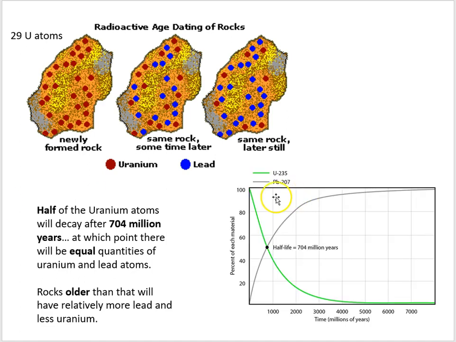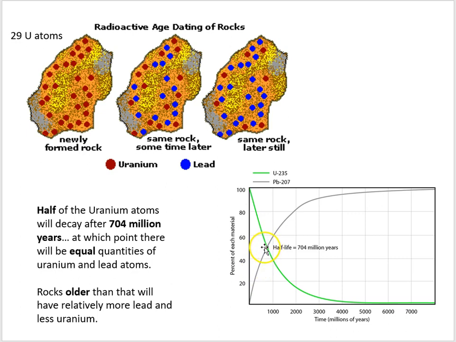We can see this relationship on a graph like this. So the y-axis is the percent of each material, and the x-axis is time in millions of years. So 1,000 million would be 1 billion years. You'll notice uranium is in green and lead is in gray. If we start with a lump of pure uranium, over time those atoms will begin to undergo radioactive decay and turn into lead. So as the uranium decays, the lead increases here, right?